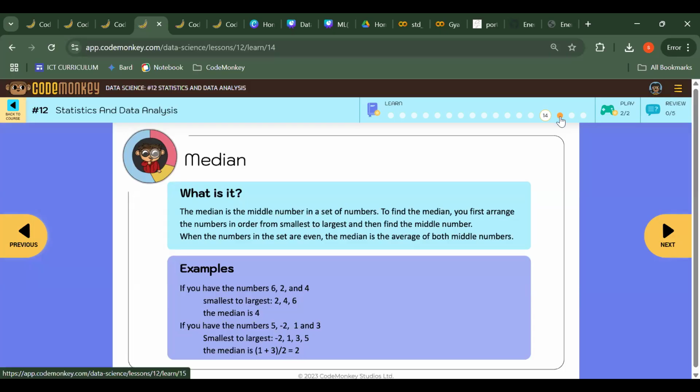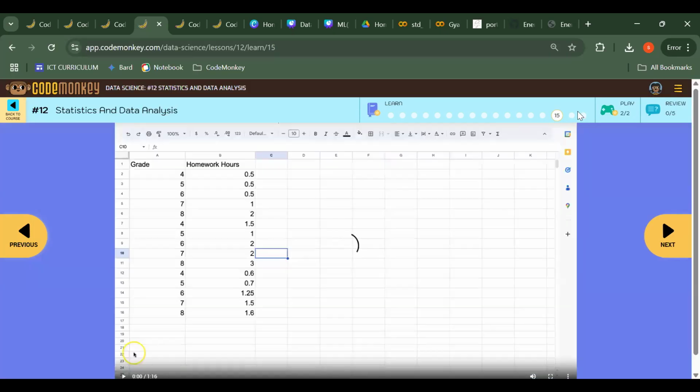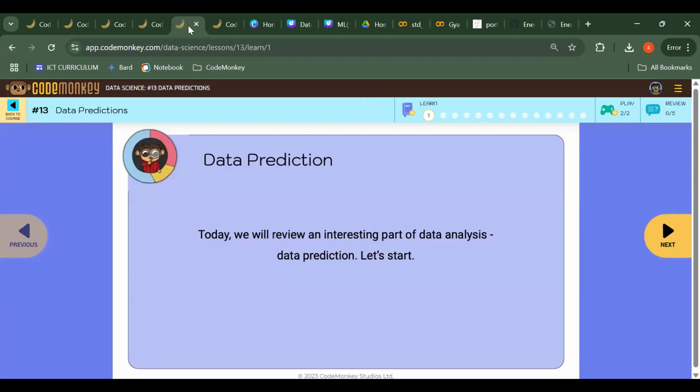You are all learning this in mathematics, so let's skip this slide and go to the next lesson, data prediction. Literally, any lesson that is repeating again, I'm skipping those.